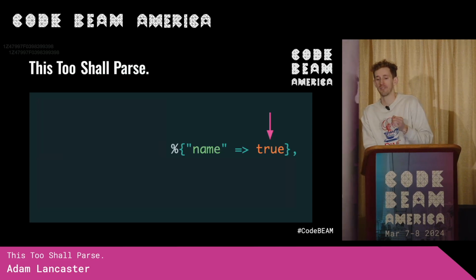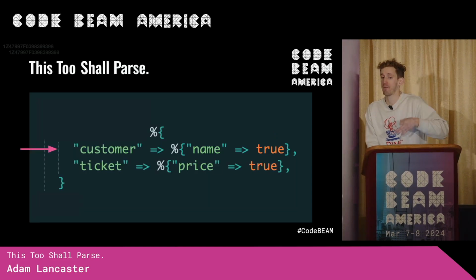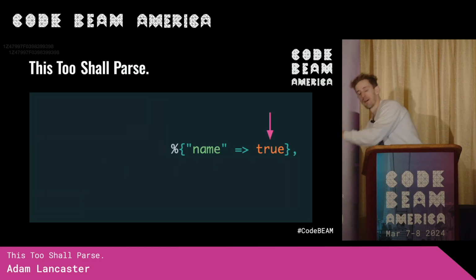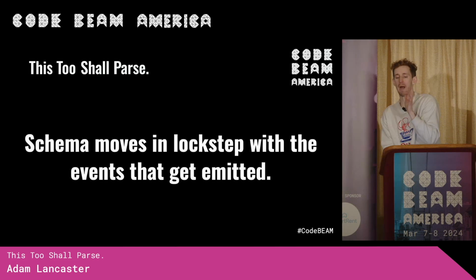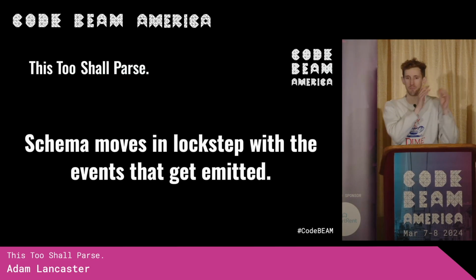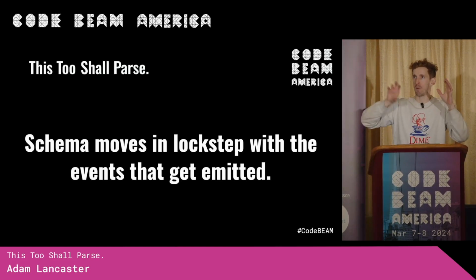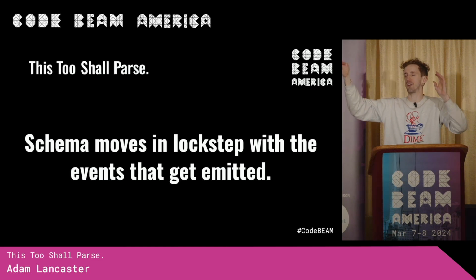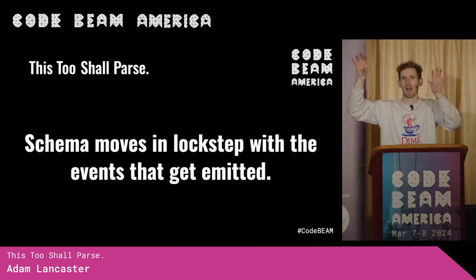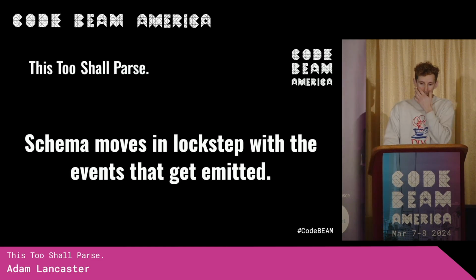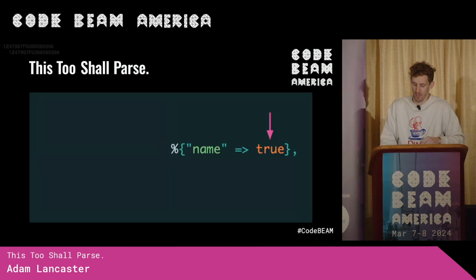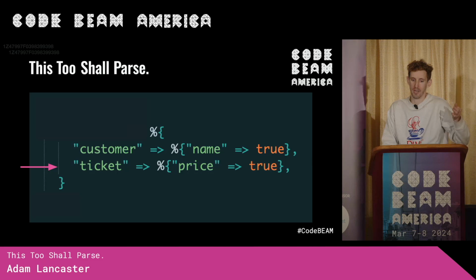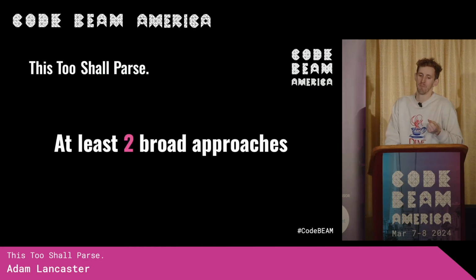But the tricky thing with this is we can have siblings in maps, so customer and ticket there. So we get all the way down here with the map.get, but we need to be able to move back up, right? The schema has to move in lockstep with the events that we're emitting. So as we travel through the JSON and see different elements, the schema sort of has to move along with it, right? So we have to be able to go back up. We have to be able to go back to get ticket, right?